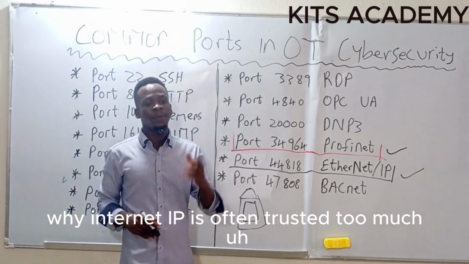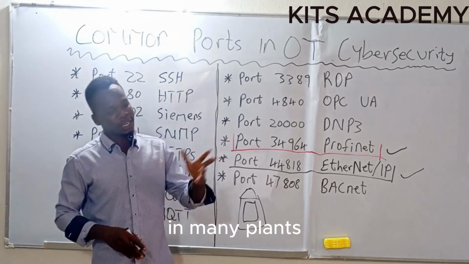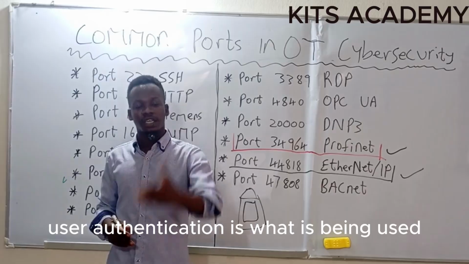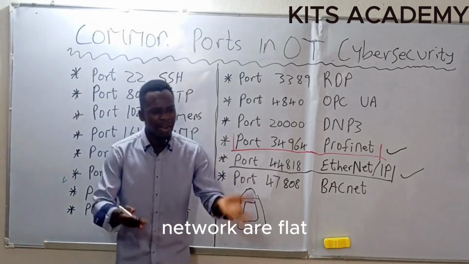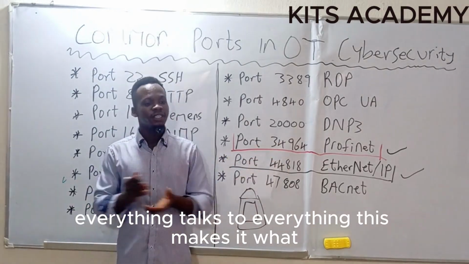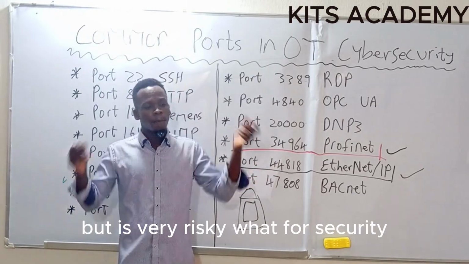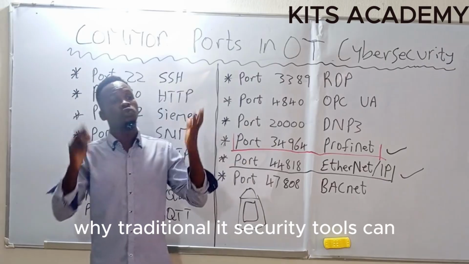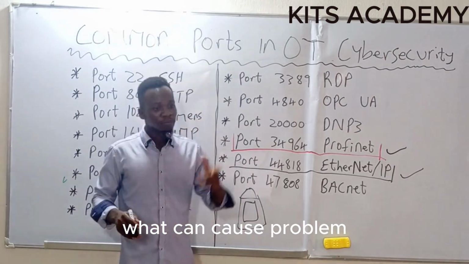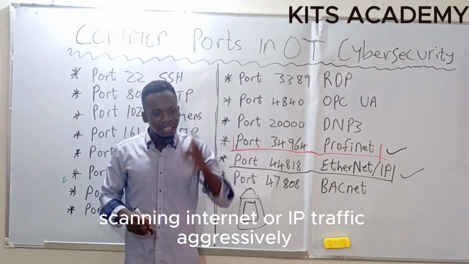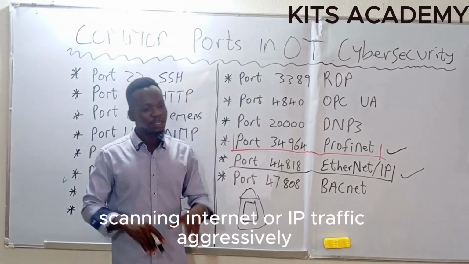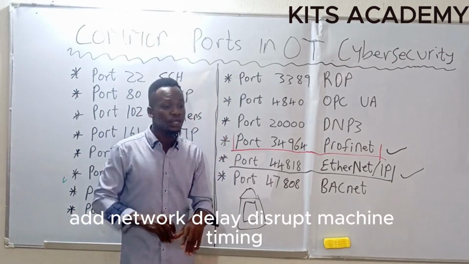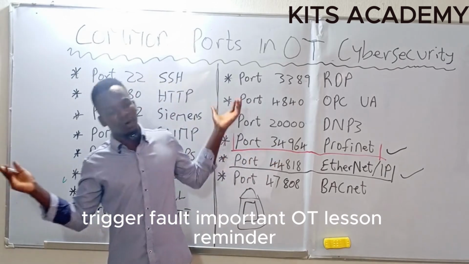EtherNet/IP is often trusted too much in many plants. EtherNet/IP traffic is automatically trusted. Little authentication is used. Networks are flat. Everything talks to everything. This makes it reliable for operation, but very risky for security. Traditional IT security tools can cause problems. Scanning EtherNet/IP traffic aggressively will surely cause problems: add network delay, disrupt machine timing, trigger faults.